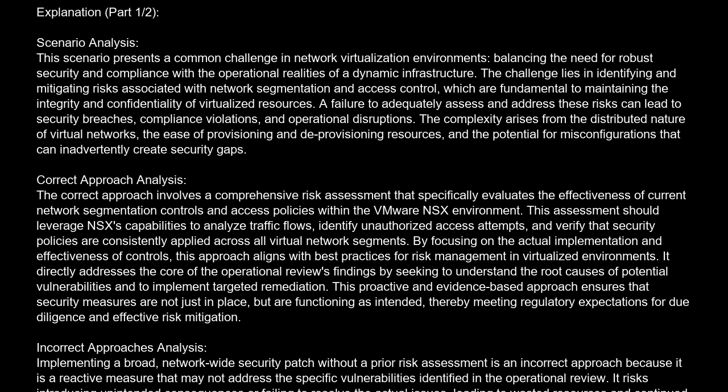Incorrect approaches analysis. Implementing a broad, network-wide security patch without a prior risk assessment is an incorrect approach because it is a reactive measure that may not address the specific vulnerabilities identified in the operational review. It risks introducing unintended consequences or failing to resolve the actual issues, leading to wasted resources and continued exposure. This approach lacks the precision required for effective risk management and could be seen as a failure to conduct due diligence in understanding the specific threat landscape.